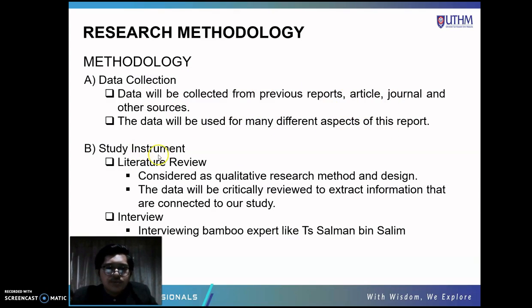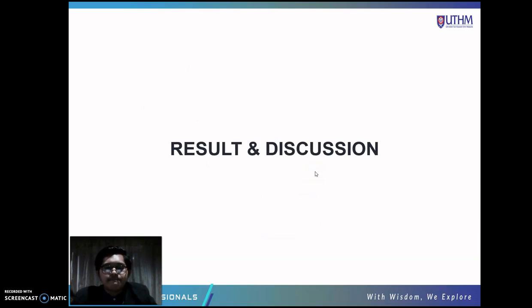For study instrument, we divided it into two. The first one, literature review. Considered as qualitative research method and design, the data will be critically reviewed to extract information that is connected to our study. And the last one, interview, by interviewing bamboo experts like Technologist Salman bin Salim, because Technologist Salman bin Salim is one of the experts in bamboo study. So that's all for methodology.